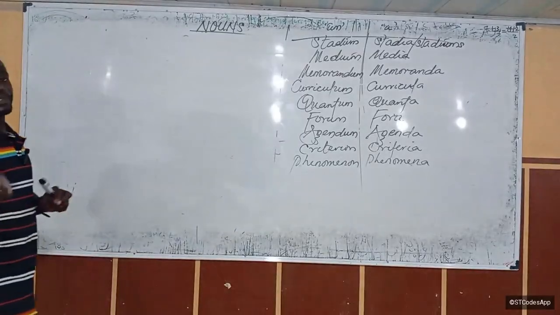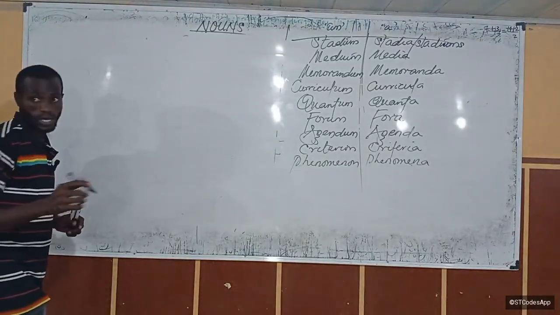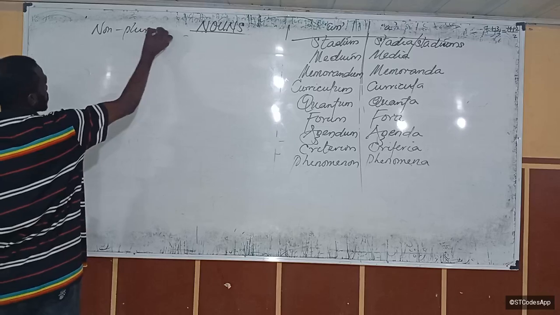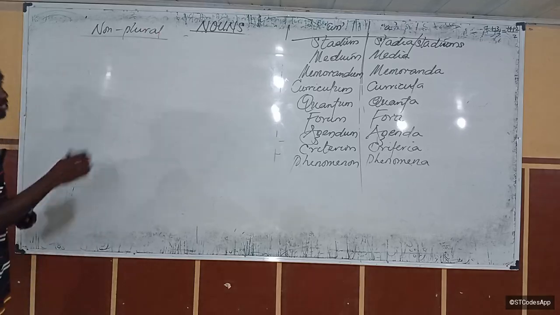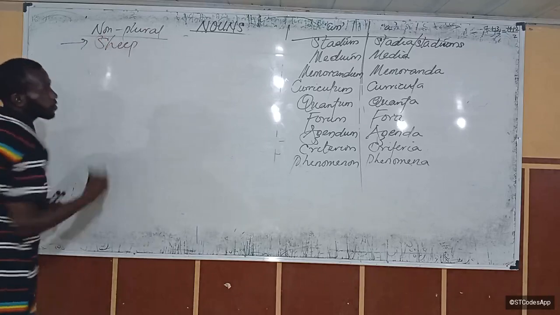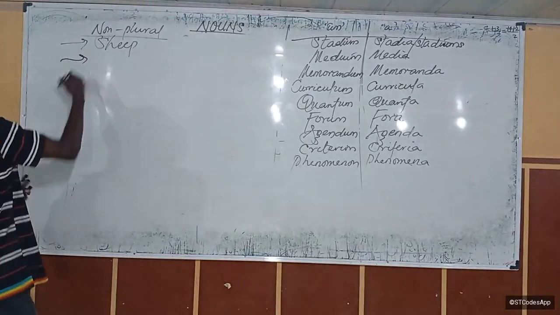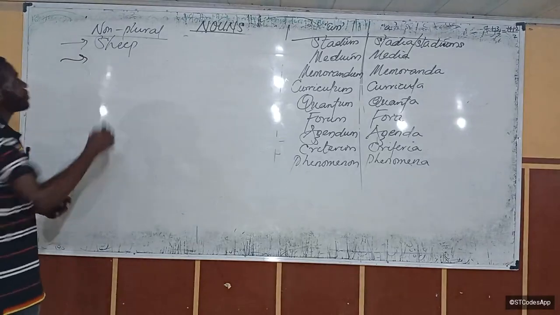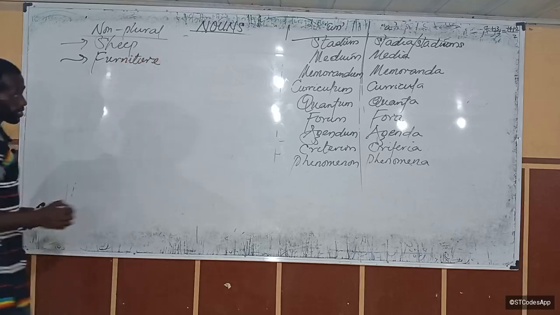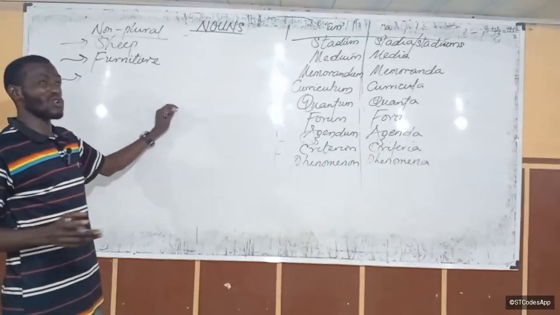Now, some words, however, don't take plurals. Is that okay? Non-plural words. They don't take plural. E.g., sheep. All right? Sheep. Furniture. Yeah, it does not take plural. Now, it doesn't mean that it never takes plural at all.